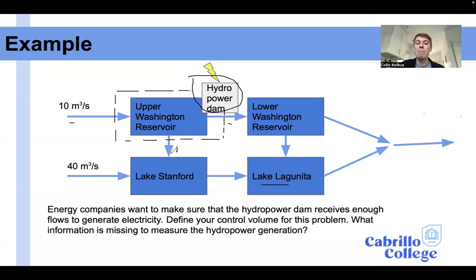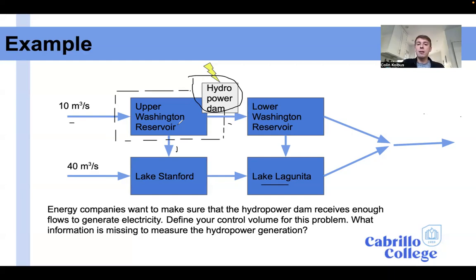So I'm actually missing the flows from the Upper Washington Reservoir to Lake Stanford to define my flow for hydropower generation. So that's what's missing. I have all the inputs tabulated for this question. Maybe I need to know the rate of evaporation of this reservoir. Is it really wide and shallow? That's going to mean there's going to be a lot more evaporation from that reservoir than a reservoir that's really thin and very deep, holding sort of the same amount of water.